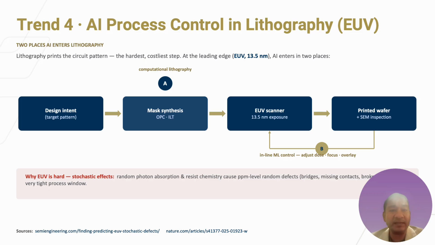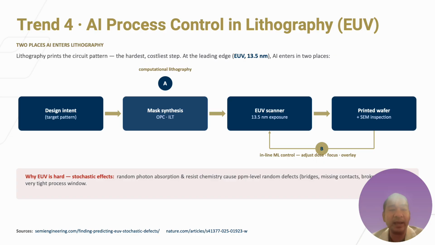Trend 4 is AI inside lithography, the step that prints the pattern, and this is the hardest and the most expensive step in the fab. AI helps in two places. Before any wafer is made, we have to compute the photomask, because light bends and the mask cannot simply be the pattern you want. So you have to solve for the mask that will actually print correctly. The computation is enormous, and it is where GPU and AI come in.